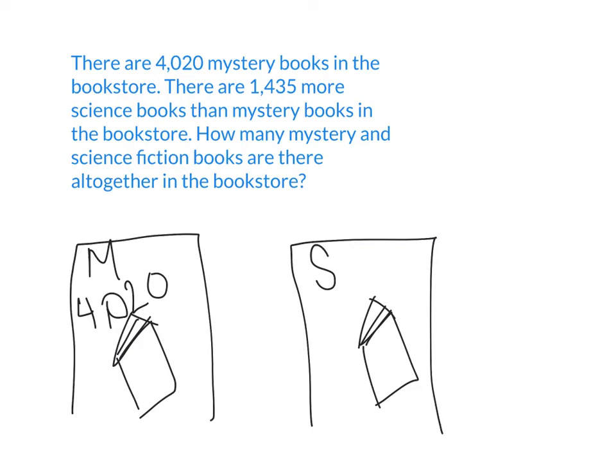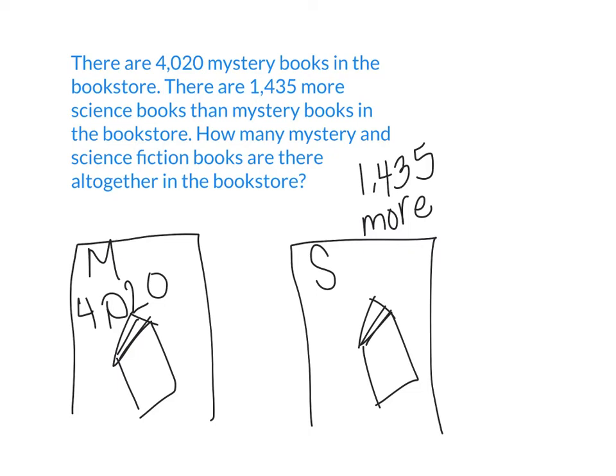So are there more science books or more mystery books? More science. There's more science books. So we don't know how many science books there are, but we know that there's more. And we know there's 1,435 more. Okay, so that's what we know. What are we trying to find out?